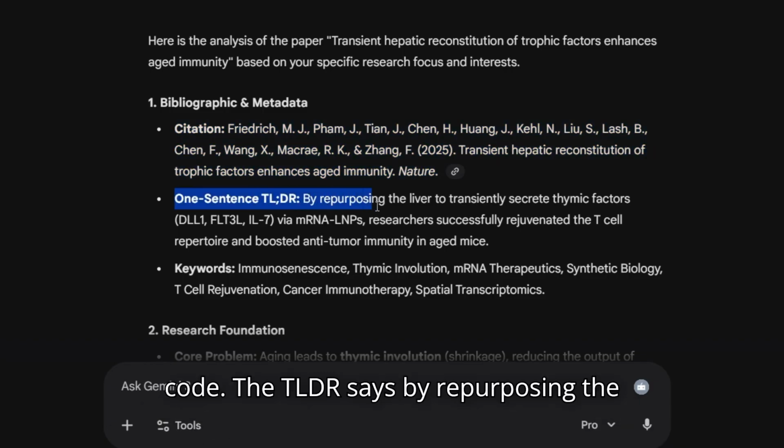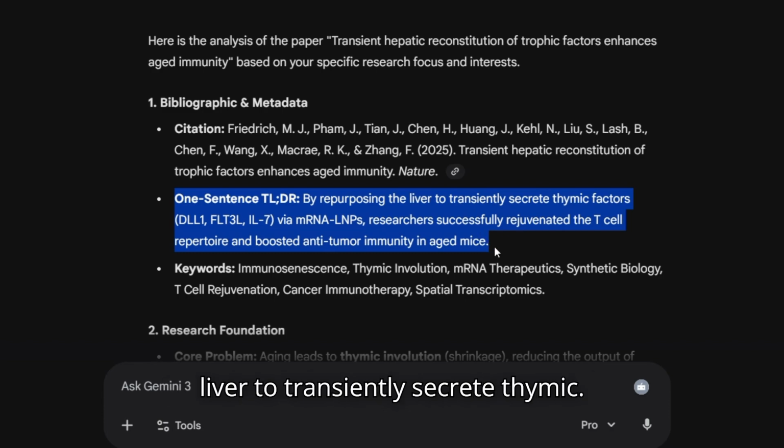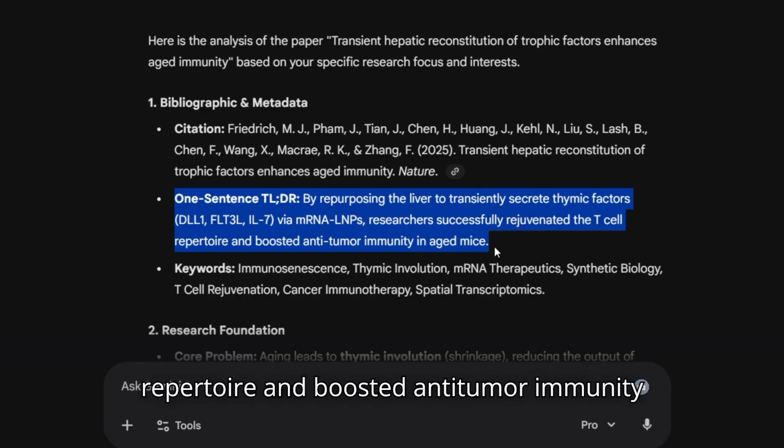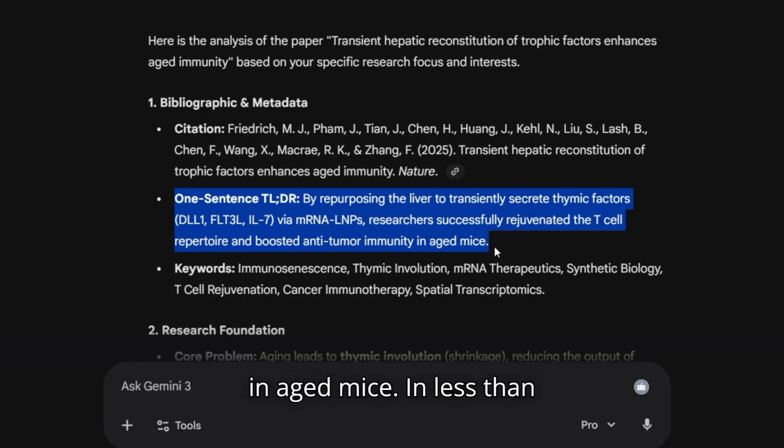The TLDR says, by repurposing the liver to transiently secrete thymic factors, specifically DLL1, FLT3L, and IL-7, via mRNA LNPs, researchers successfully rejuvenated the T-cell repertoire and boosted anti-tumor immunity in aged mice. In less than 30 words. I now understand the core premise. For Journal Club, this is your opening slide.